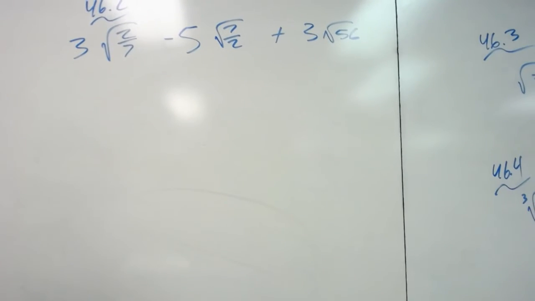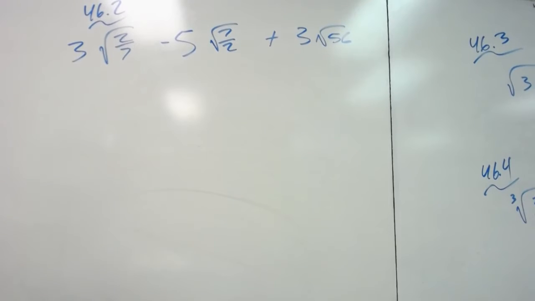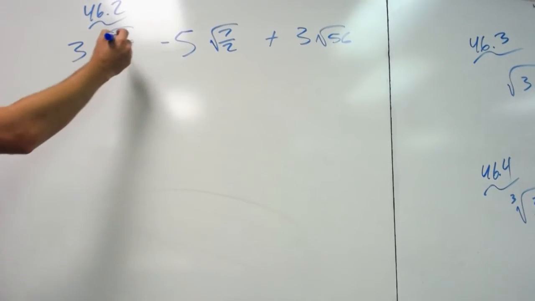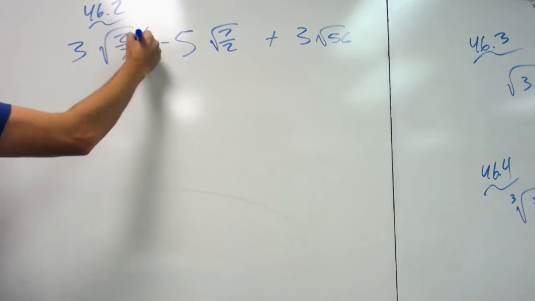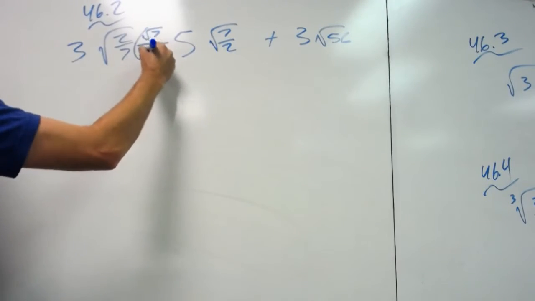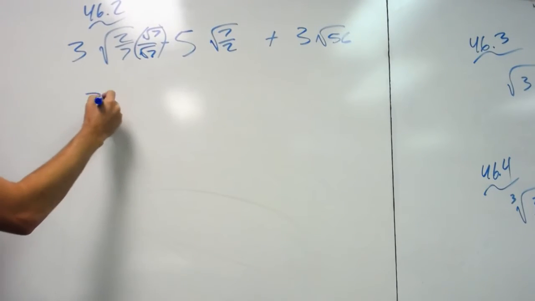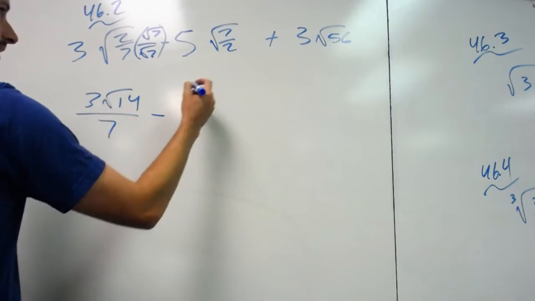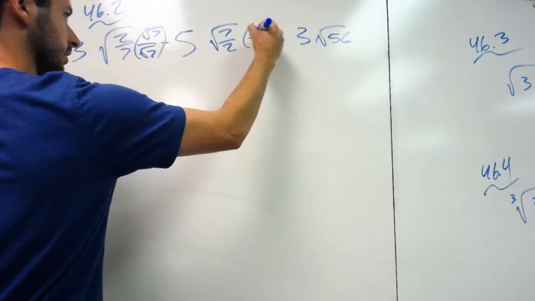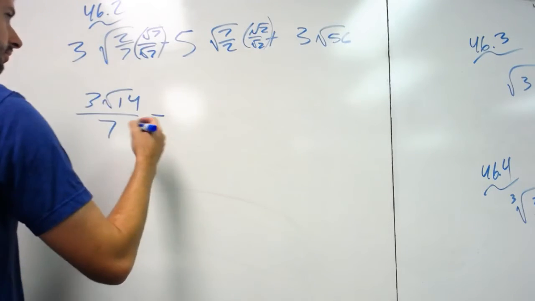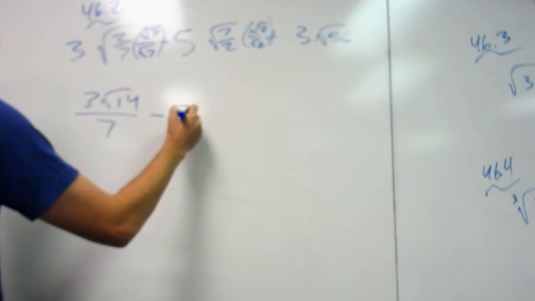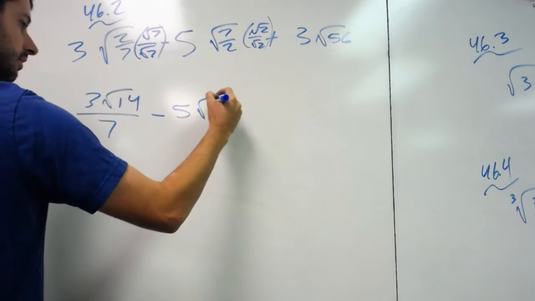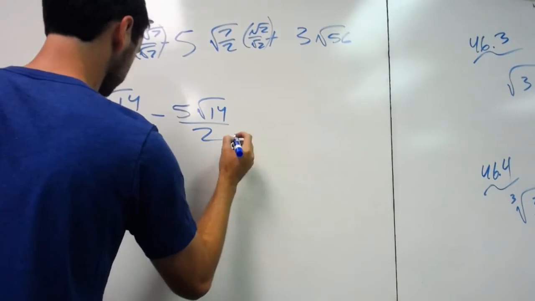Now we're going to look at the second example. And I'll go through the initial parts like we've done. Got to get rid of the radicals, 7 over 7. So that becomes 3 radical 14 over 7. Same here, minus 5, 2 times 7, 14. Notice my radicals end up being the same.